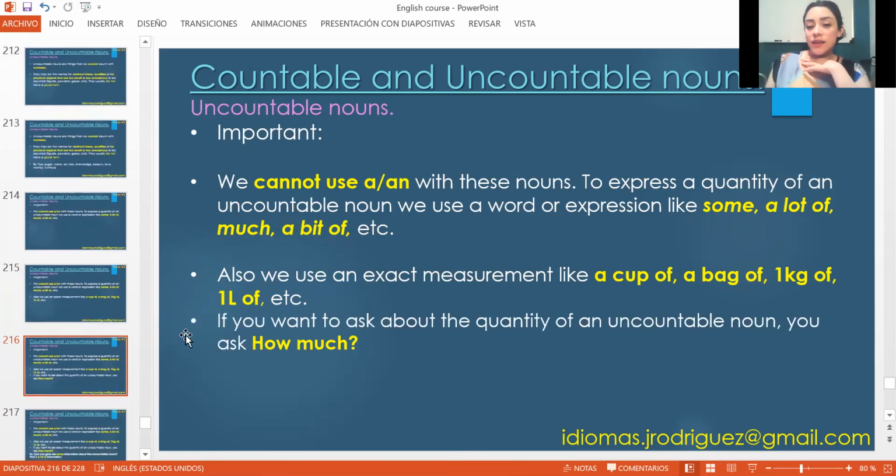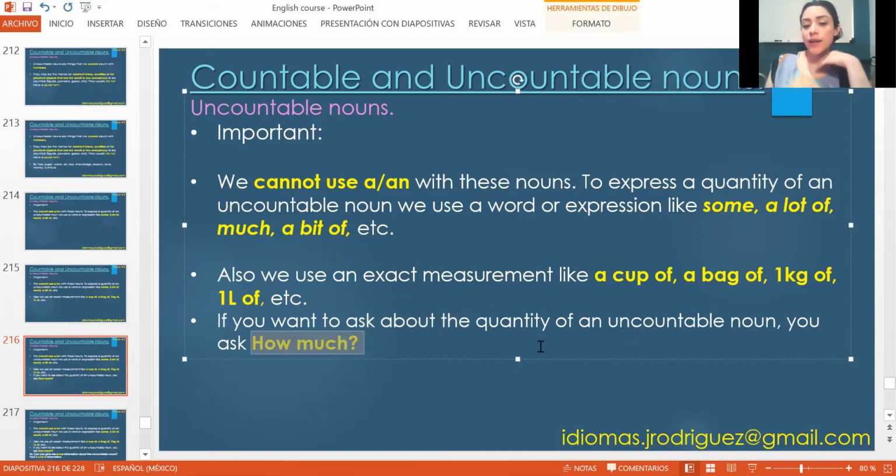And to ask about the quantity of an uncountable noun, we use the words how much. ¿Ok? Para preguntar sobre la cantidad de un sustantivo incontable, vamos a usar how much. ¿Cuánto? ¿Ok? Para los contables es how many y para los incontables, how much. Okay, how many friends? How much sugar?